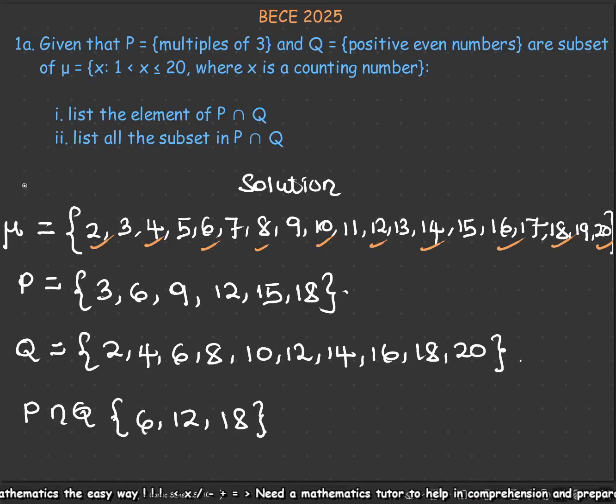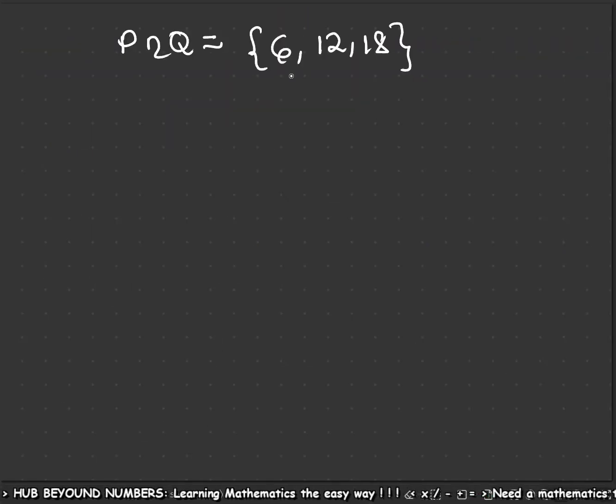Now the second question says you should list all the subsets of P intersection Q. That is where it's a little bit tricky. So let's look at how we will do that. We know our P intersection Q, which we just did, was 6, 12, and 18.